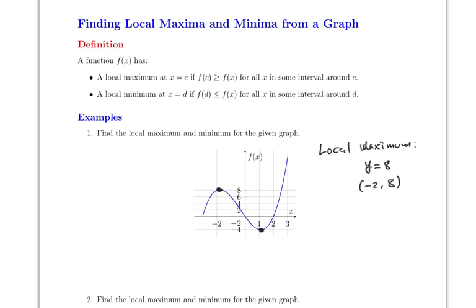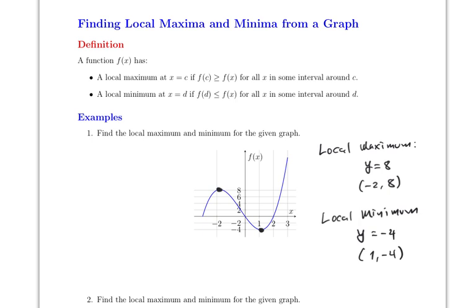Okay? Now, the local minimum, the same thing, is going to refer to the y value. Well, what is the y value? Here it is -4, so that's the minimum. And this happens when x is 1.